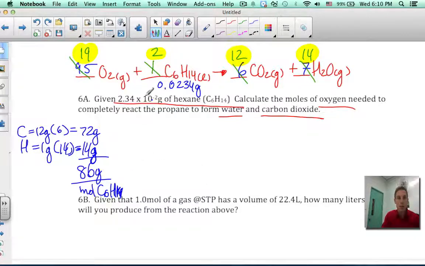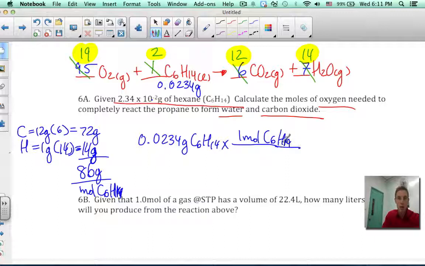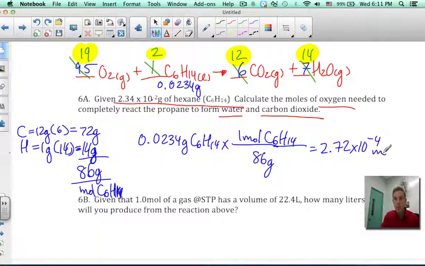There we go. Now I'm going to take these number of grams. I have 0.0234 grams of C6H14, and I multiply it times 1 mole of C6H14, and I divide that by my molar mass, which is 86 grams. When I do that, 0.0234 divided by 86, I will get 2.72 times 10 to the negative 4th moles of C6H14. That's how many moles of hexane I have.